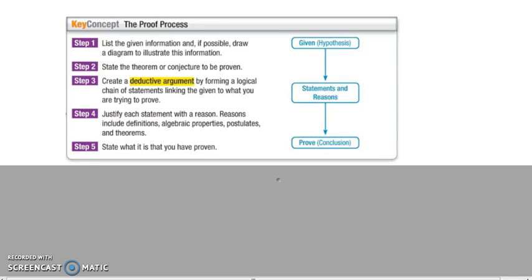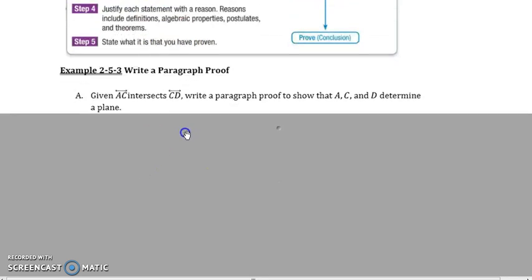All right, so now we're going to look at the proof process a little bit more for our paragraph proofs. We've got our given and our hypothesis. We can draw a diagram, illustrate the information, and state a theorem or conjecture to be proven as our next step. Create a deductive argument by forming a logical chain of statements linking the given to what we're trying to prove, and then justify each of those statements with a reason, definition, property, postulate, or theorem, and then we'll be able to finally state what we are trying to prove. Okay, so let's take a look at this first one here.